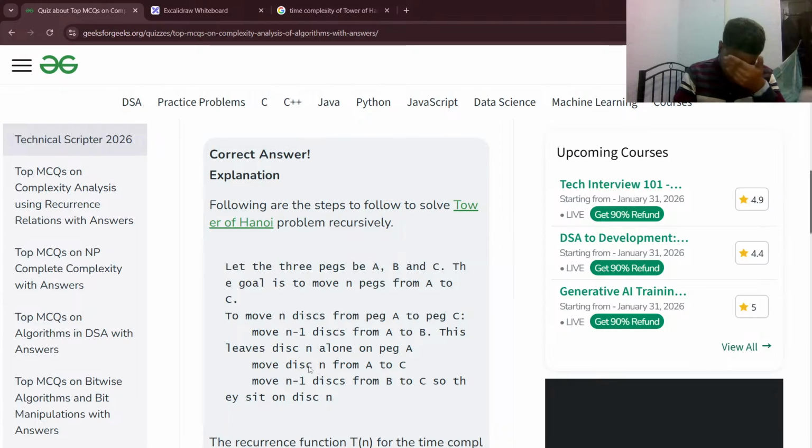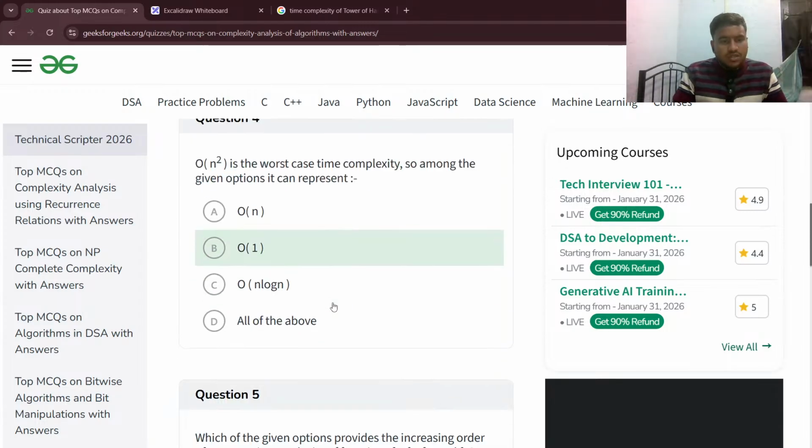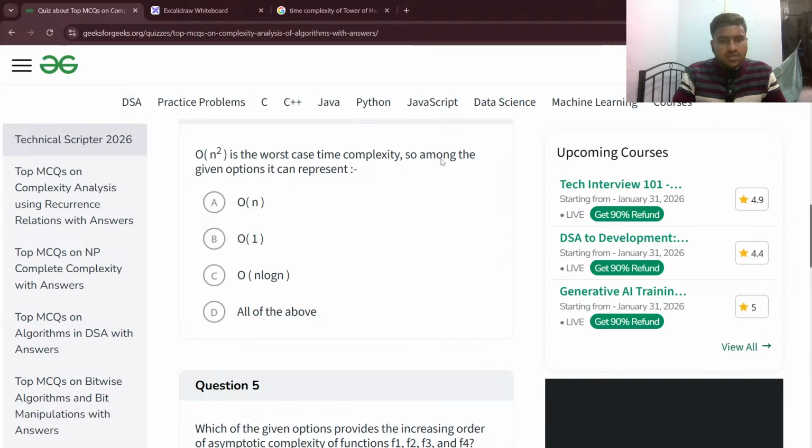Okay, now let's check. So big O of n square is the versatile time complexity. So among the given options, it can represent all.